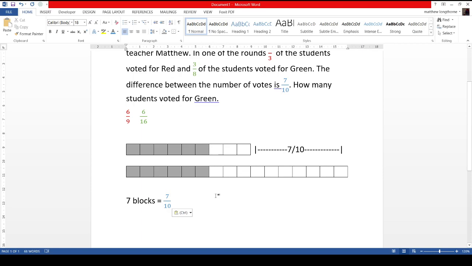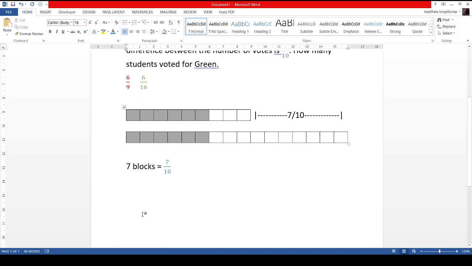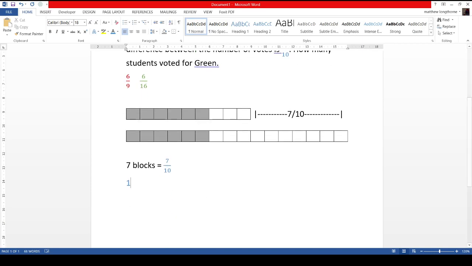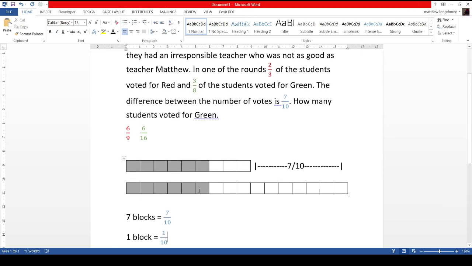7 out of 10. We need to know what 1 block is worth. 1 block. Right, 1 block. So if we know that 7 blocks is 7 out of 10, we want 1 block. To get from 7 to 1, we divide by 7. So we can do the same thing with our fraction, to go from 7 out of 10 to 1 over 10. So we know that 1 block is 1 over 10.